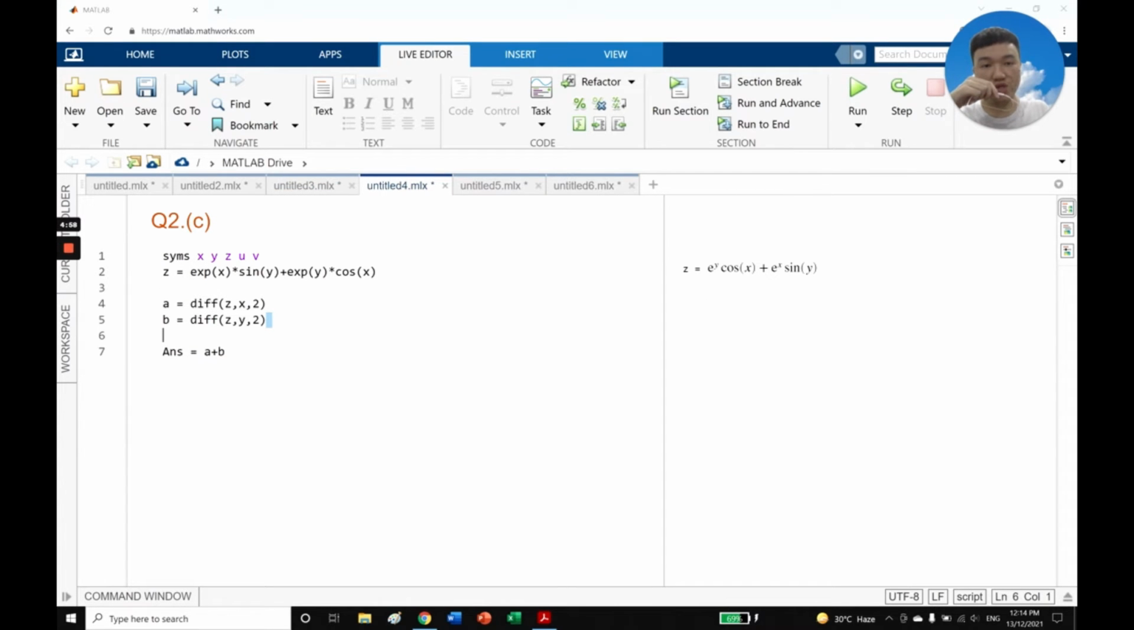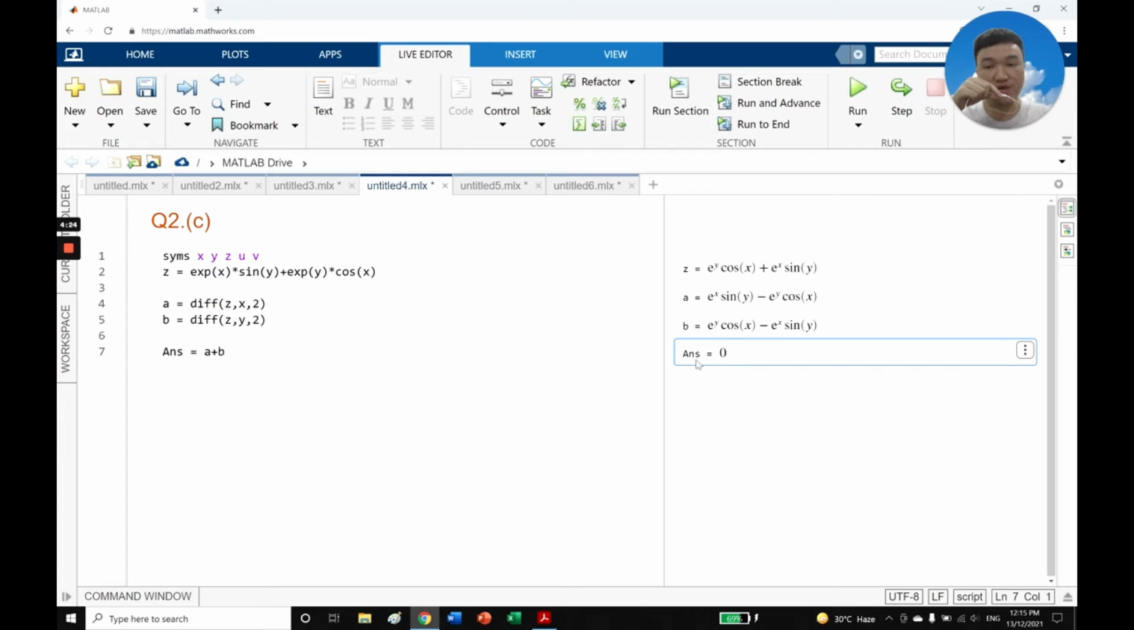Next, for question 2c, we need to show that the equation z equals exponential y cosine x plus exponential x sine y satisfies the Laplace equation, which states that the sum of the second partial derivatives must be equal to 0. We have keyed in our equation function z, and we let a and b be the second partial derivatives, which are del square z del x square and del square z del y square. We have set out the final line of code to add a plus b together, and we need to prove that a plus b will be equal to 0. We run the code, and we obtain that the sum of the second partial derivatives, a plus b, is actually equal to 0, and it satisfies the Laplace equation.